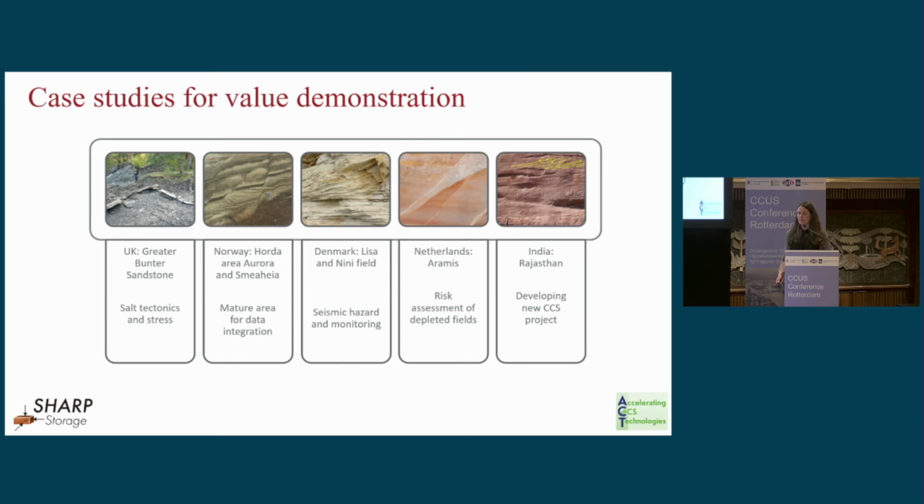So in the UK, it's the Bunter Sandstone, the Greater Bunter Sandstone area. So Endurance is Bunter Sandstone. There are also other areas, and these are the areas with salt tectonics and a special stress field related to that. In Norway, it's the Horda platform area with Aurora and Smeaheia. It's quite a mature area, and there are new wells recently drilled in this area, so there is a lot of data available for integration.